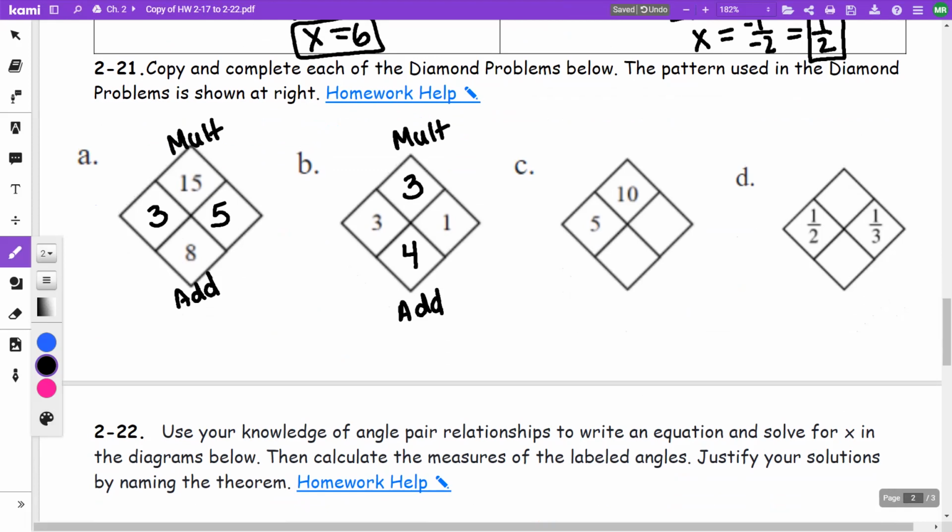On C, I'm asking myself 5 times what multiplies to 10. So that's going to be a 2. Then what do those add to? 5 and 2 add to 7.